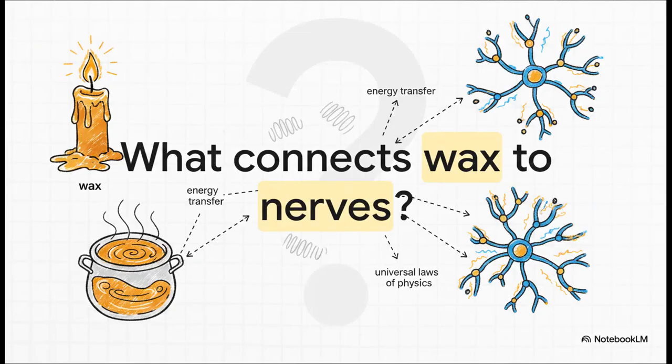Okay, let's dive into this. What does melting wax have to do with your nervous system? Now, I know, at first glance, that sounds completely random, right? On one hand, you've got this physical substance changing form in a clinic, and on the other, you have the wildly complex biological wiring inside your own body. But as we unpack the science of rehabilitation medicine today, you'll see these two things are actually deeply connected by the universal laws of physics and energy transfer.